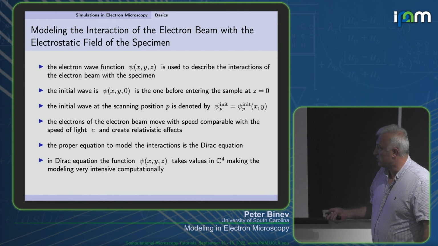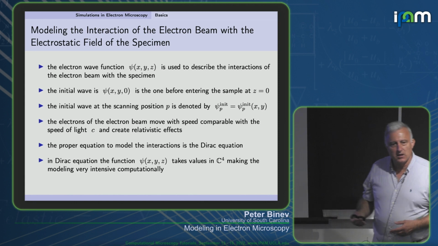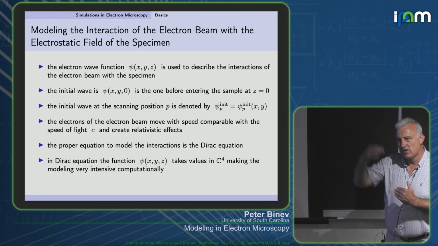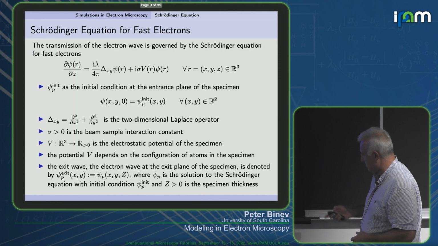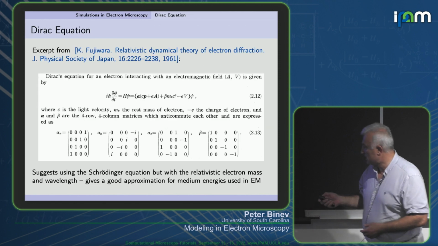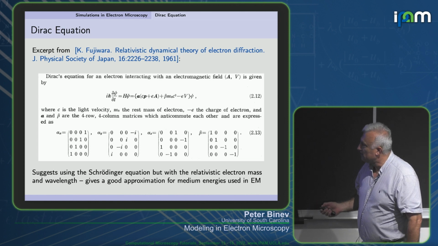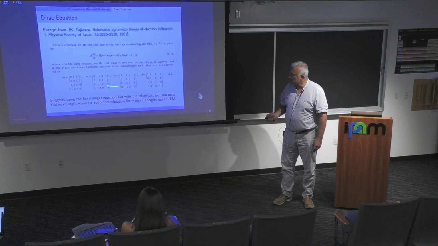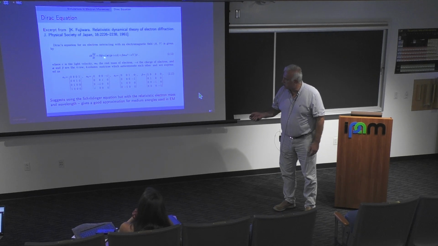And the proper equation to model these interactions is the Dirac equation. In order to solve it, this psi function is considered as a vector of 4 complex numbers, which describe different things, which you can see from this excerpt from the paper, which argues that probably it's better to use the Schrodinger equation.